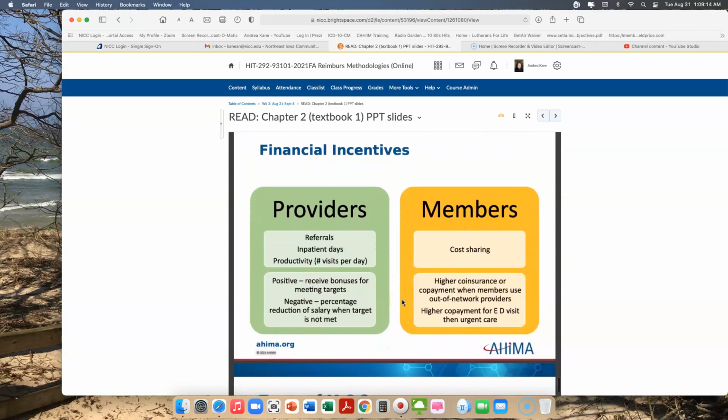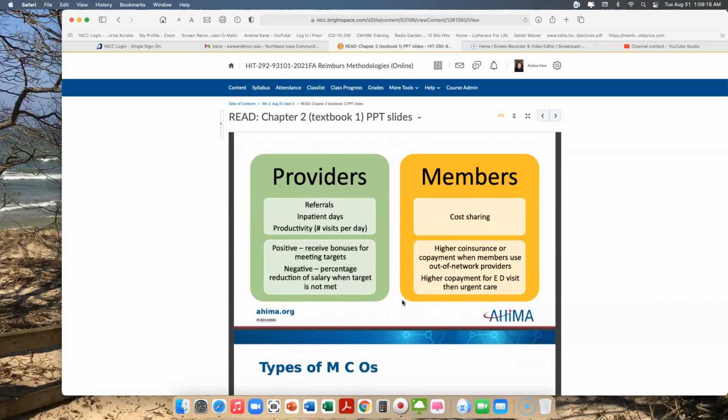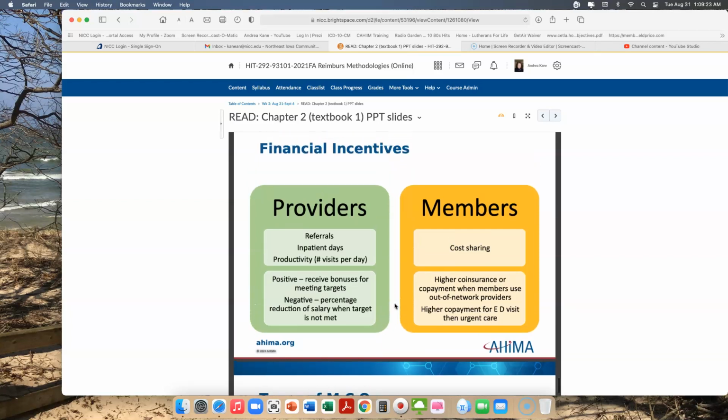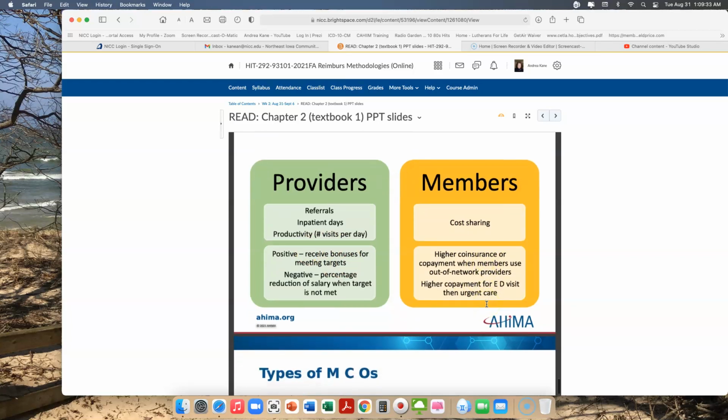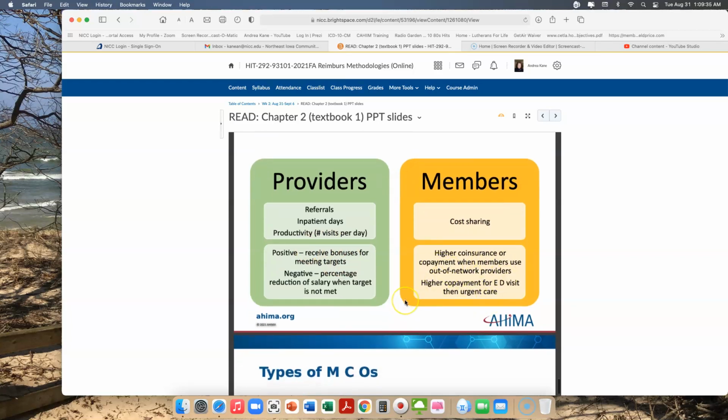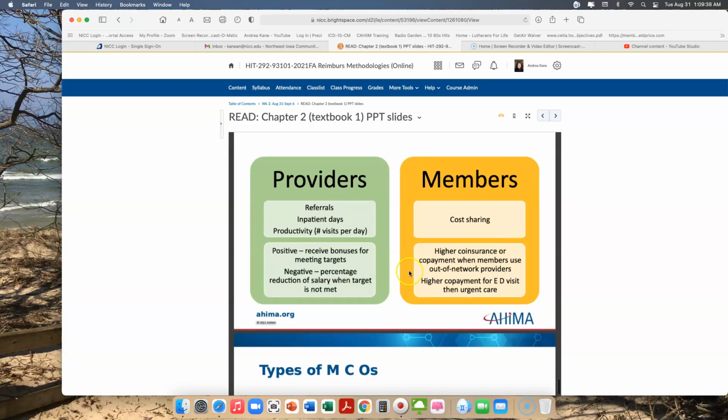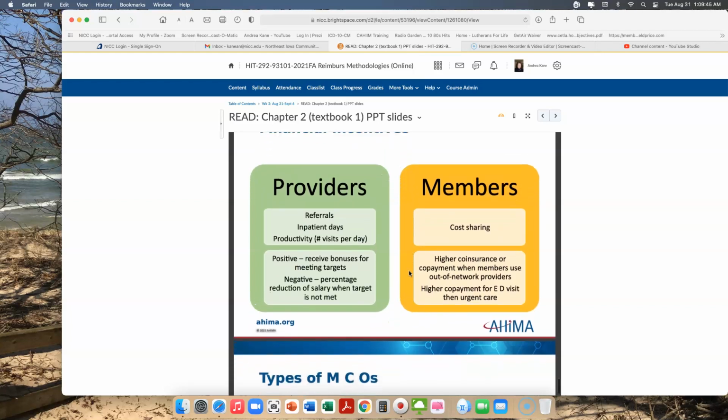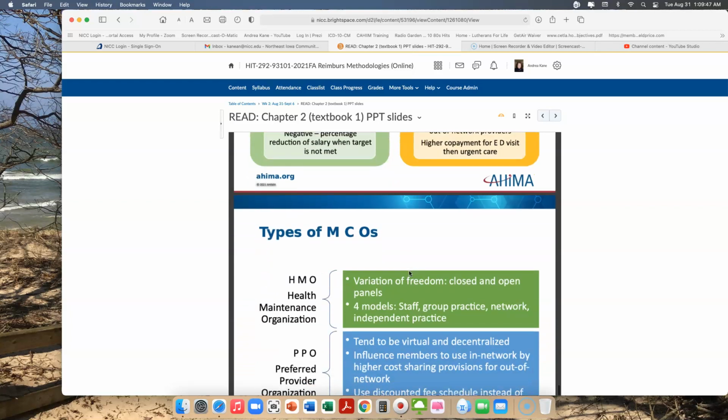So we're still on managed care. We're talking financial incentives to the providers and to the members. And again, it's all about the cost, trying to keep costs down so that they can get bonuses, so that cost sharing is less, so that members, both providers and members, have, quote, skin in the game, meaning that they could both lose money if they are not careful about how they utilize services.